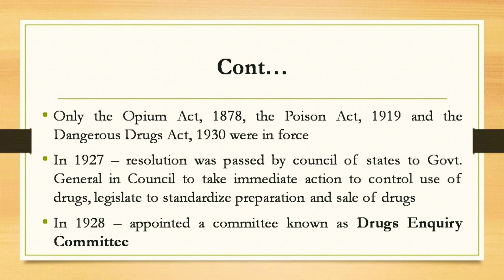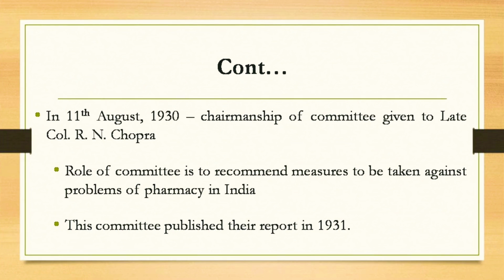Because of this resolution, in 1928, meaning after 1 year, a committee was appointed which is called the Drugs Inquiry Committee. On 11th August 1930, late Colonel R.N. Chopra was appointed as the chairman of this committee, that is the Drug Inquiry Committee. The purpose, or you can say the role, of this committee was to recommend measures to be taken against the problems of pharmacy in the country India. This committee published its report in 1931, that is after 1 year of the chairmanship of late Colonel R.N. Chopra.